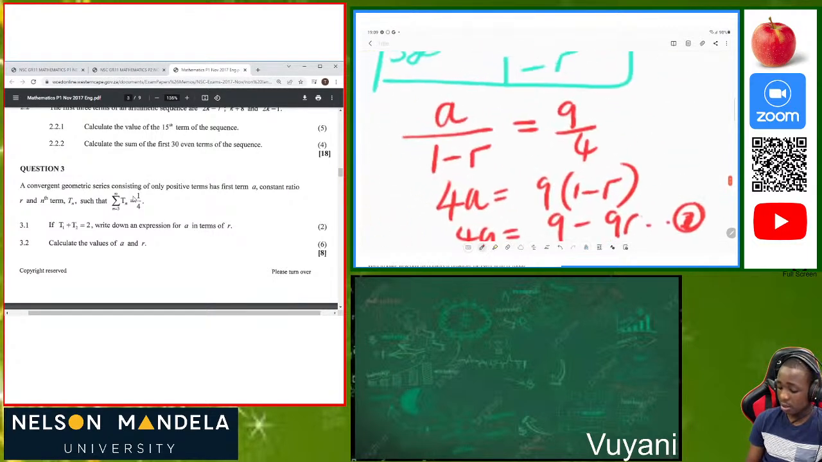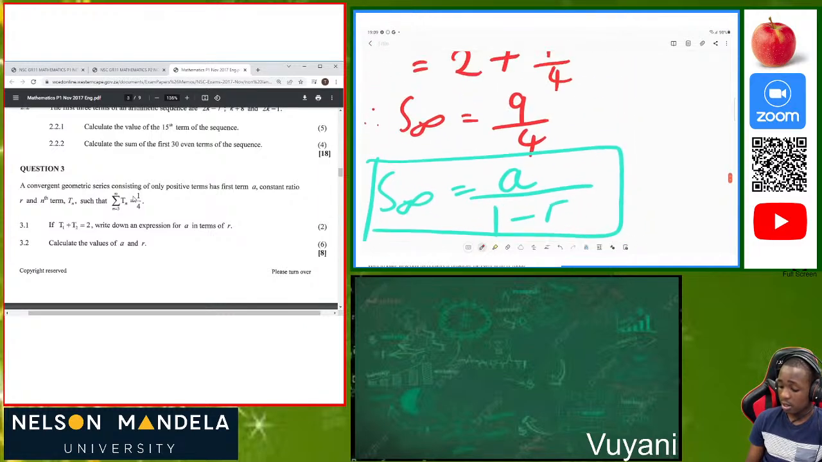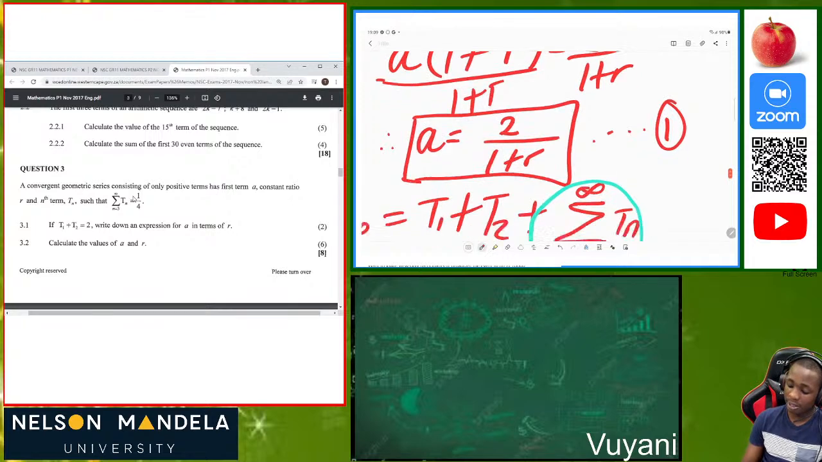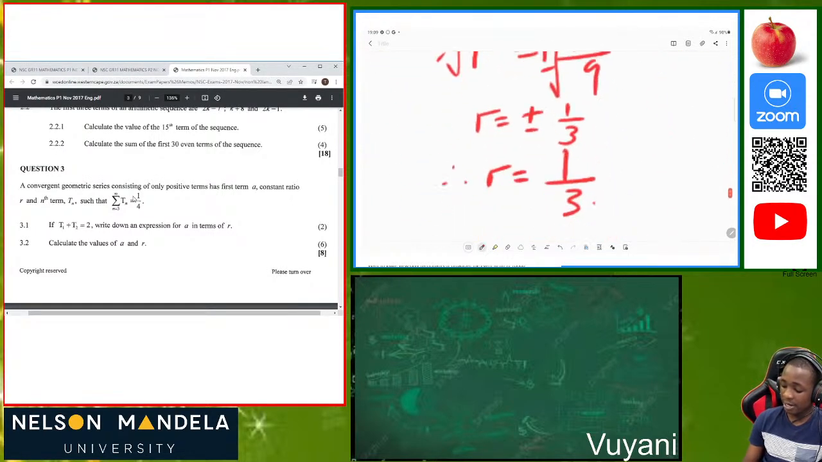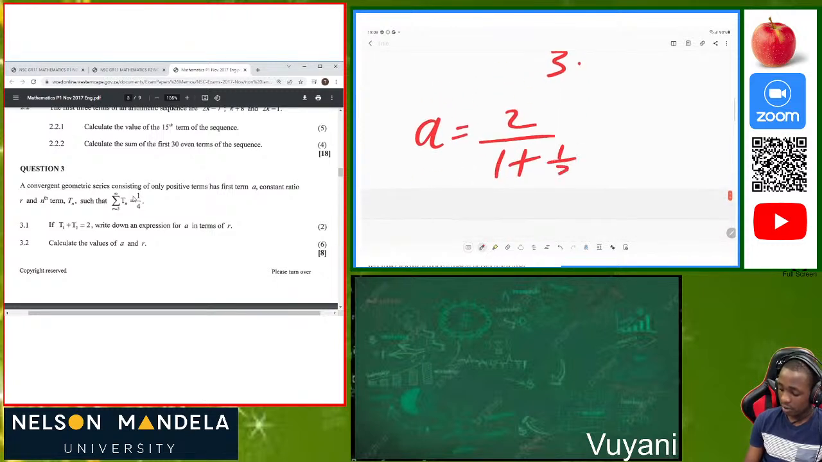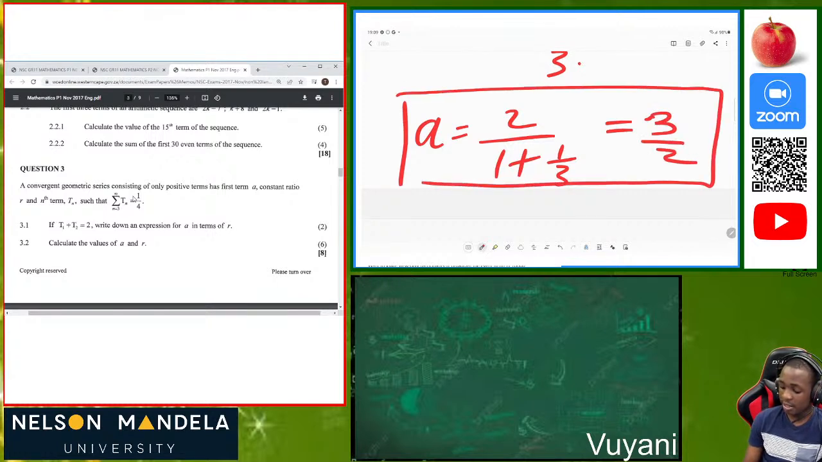So that's it. Oh, now we must determine our value of a, sorry. And we said our a, where is it initially? Our a is 2 over 1 plus r. So definitely we'll just come and substitute our value of r. So our a will be equal to 2 over 1 plus, what is our r? Our r is 1 over 3. Then we use our calculator. And when you use your calculator, we'll end up having our a equal to 3 over 2. So that's how you determine that last question.